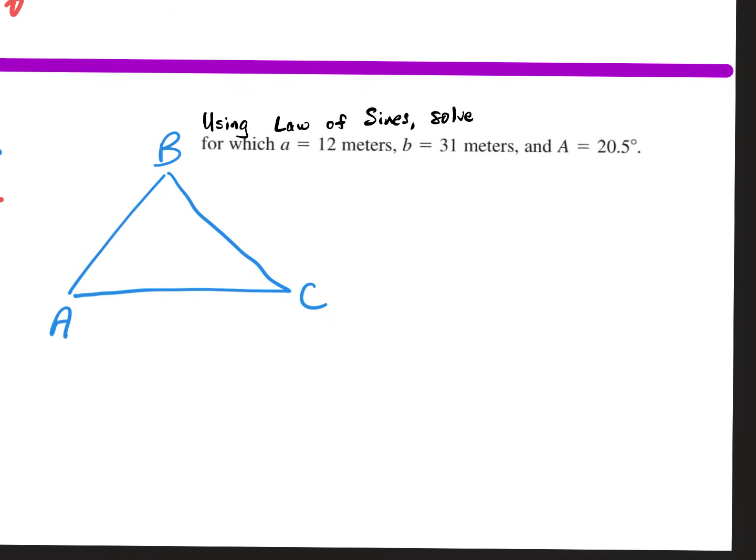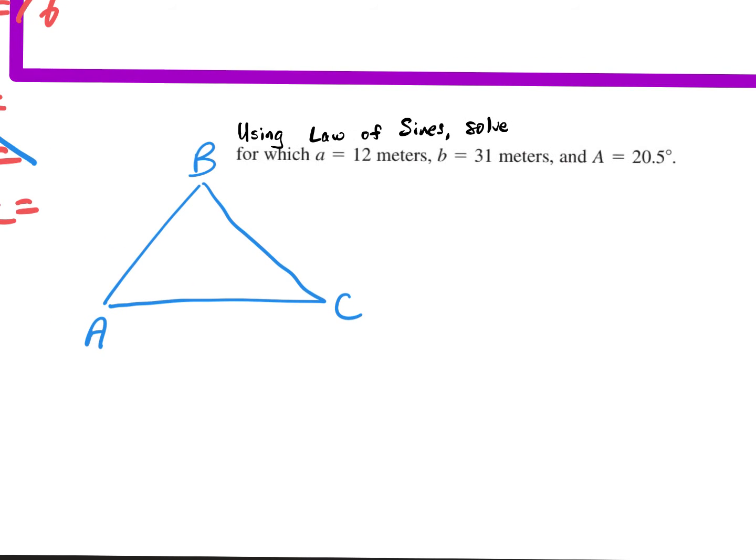Let's figure this out. So let's label what we have. I have that angle A is 20.5 degrees, right? I have 0.5 in my degree, so let's have at least 1 decimal place in all of our answers. I see that side A is 12, so across from A is 12, and side B, the side across from B, is 31. So what are the pieces that I'm missing? Angle B, angle C, and side C.